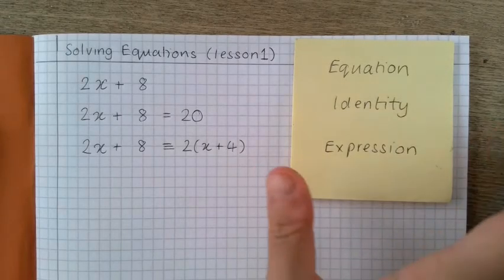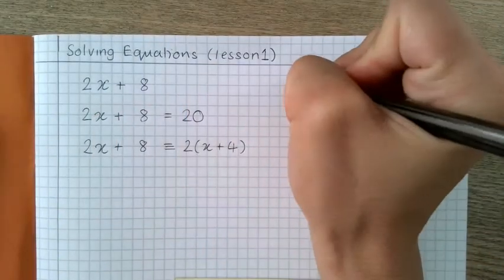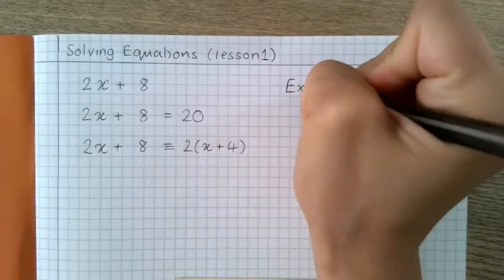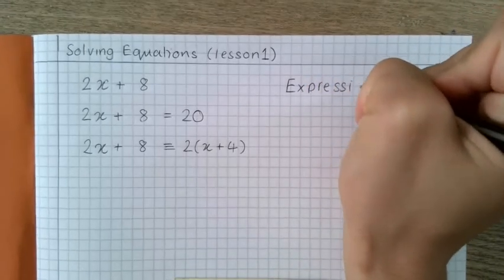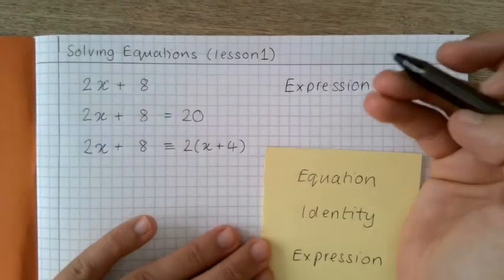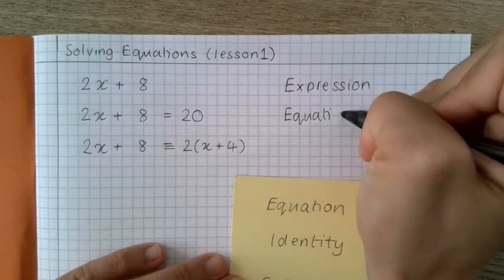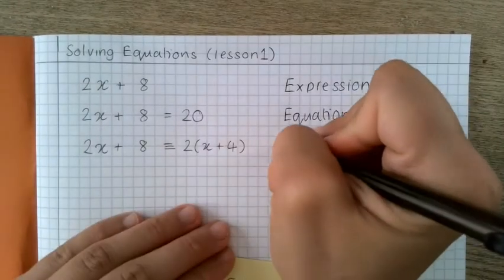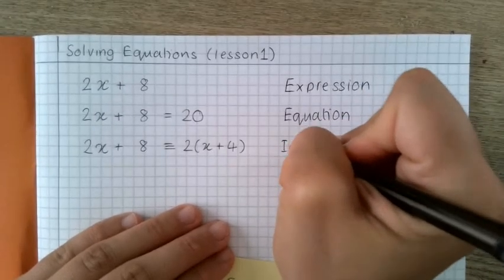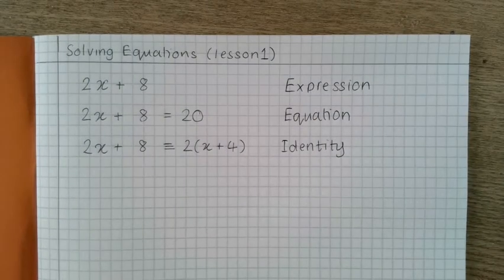Okay, so hopefully you would have got them in this order. So the first thing we have here, this was an expression. We'll go through how you can identify them in a second. So the first one was the expression. The next one was the equation. And the last one was the identity. And the way you can identify each one, I'm going to write some little notes next to these.